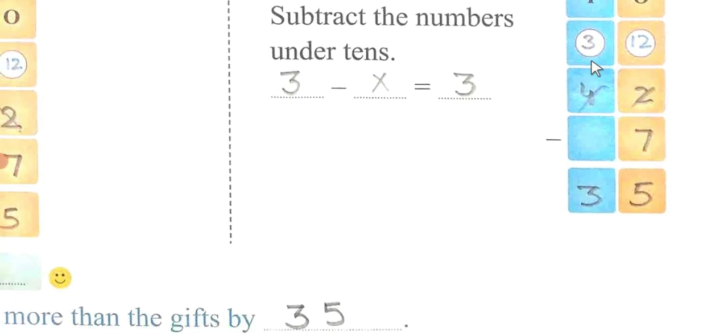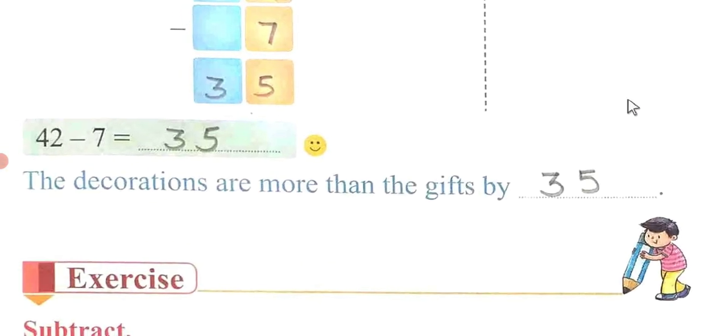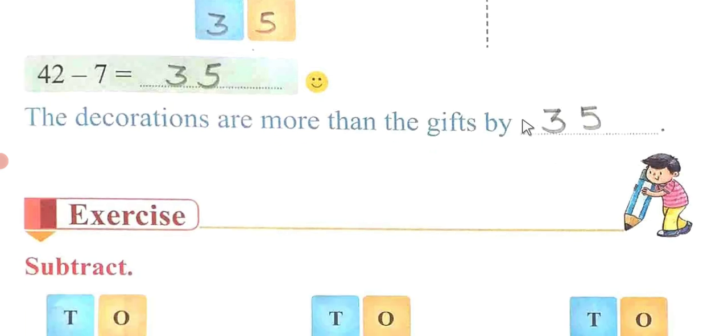4 has been changed into 3 and 2 has been changed into 12. So the answer is 35. So 42 minus 7 is equal to 35. The decorations are more than the gifts by 35.